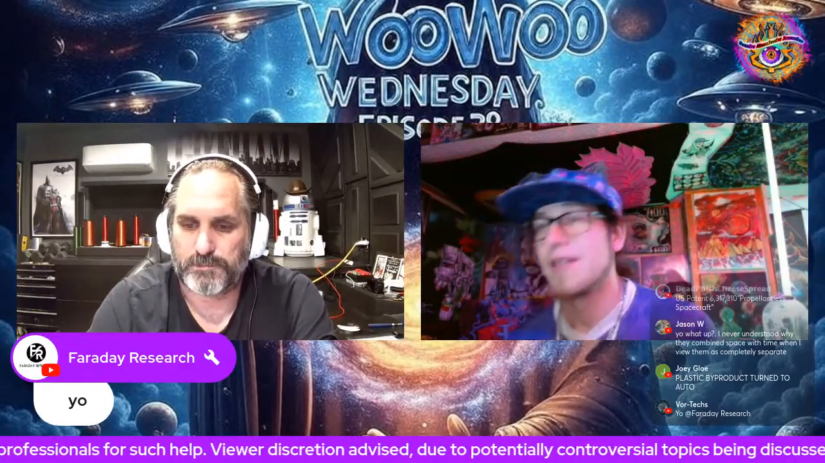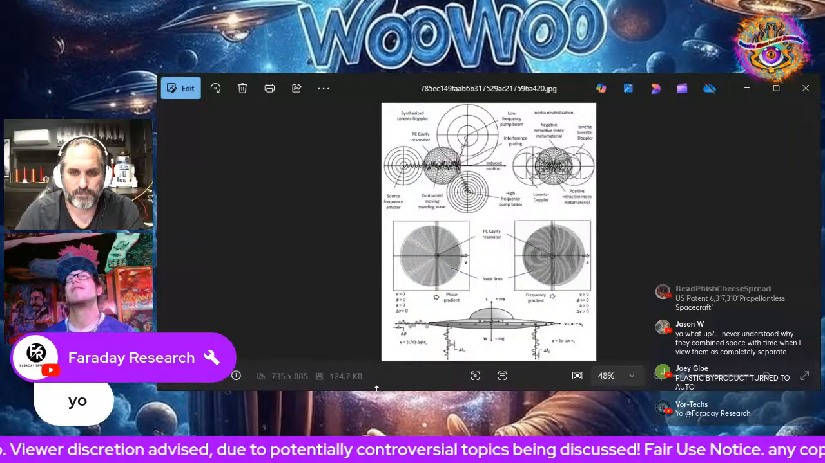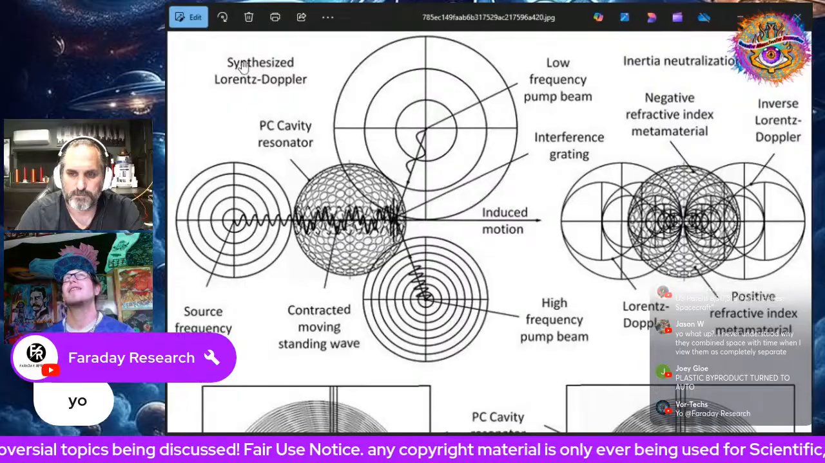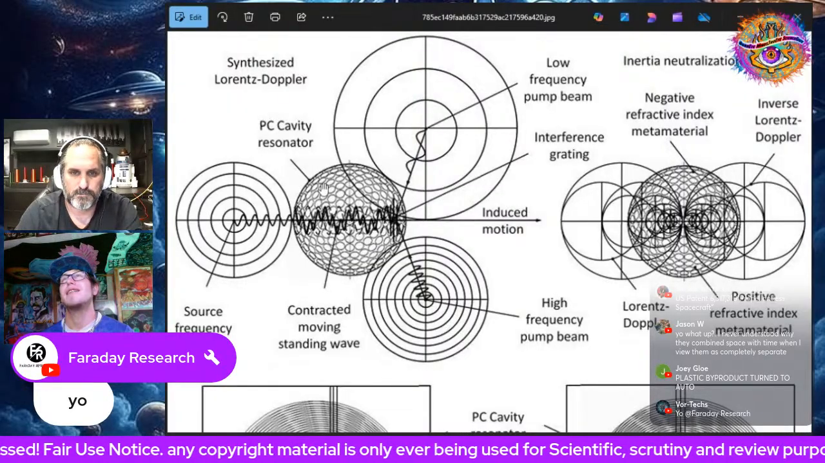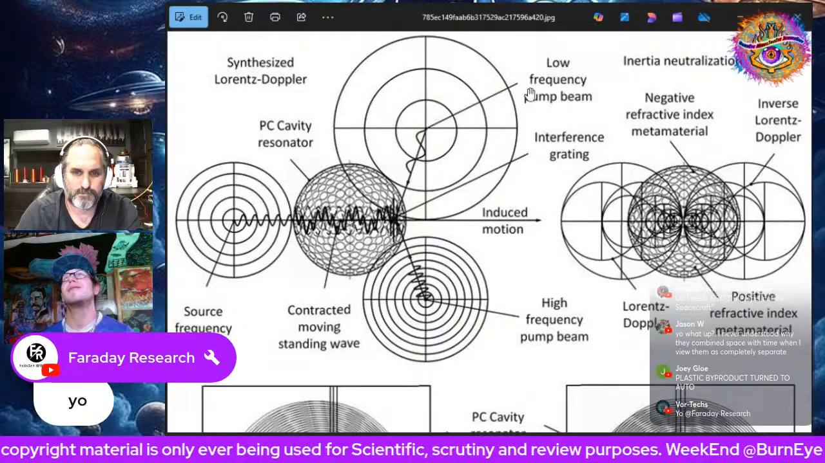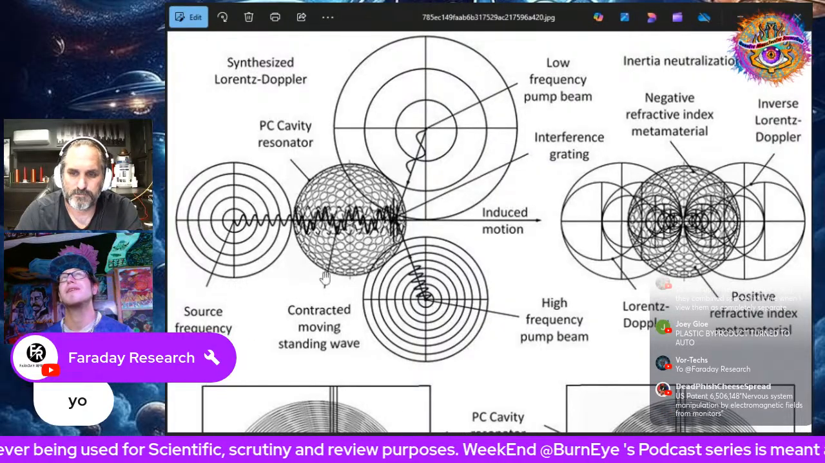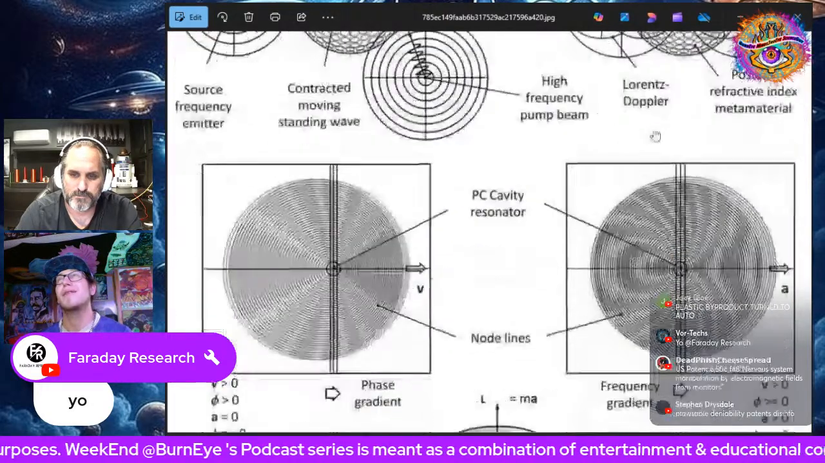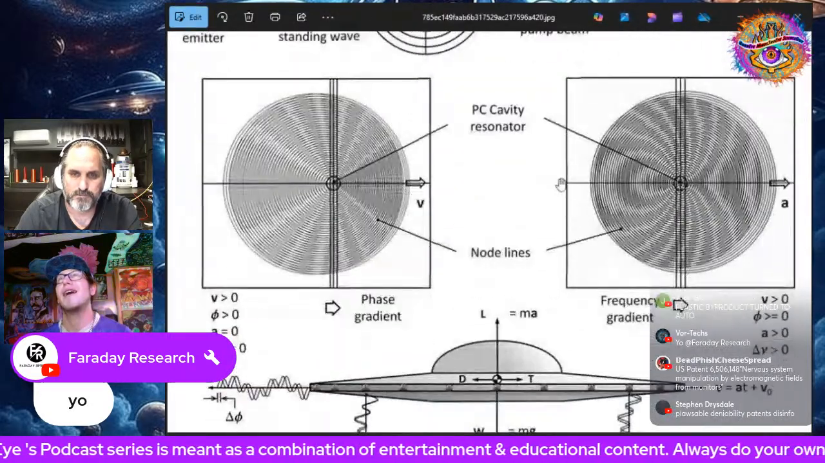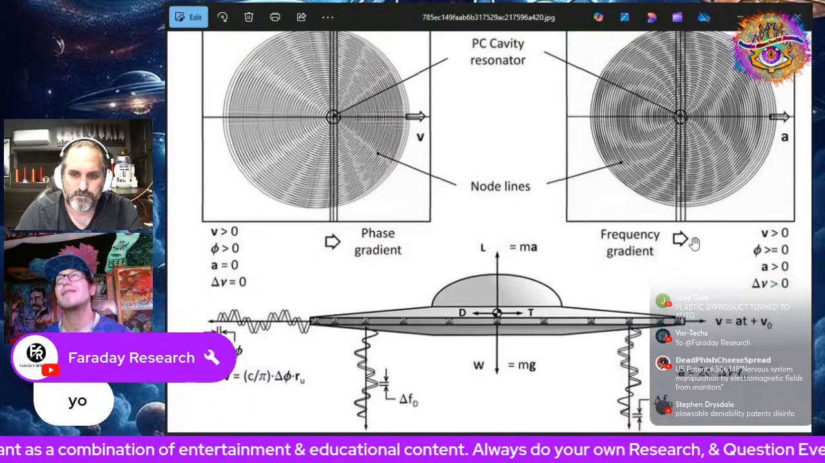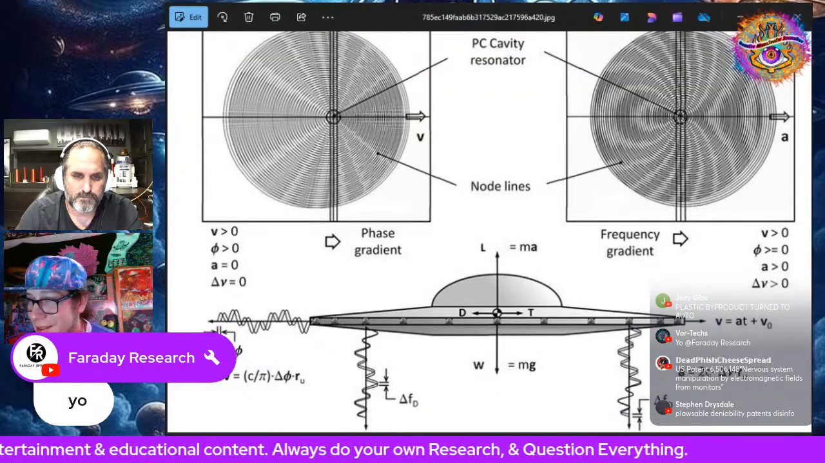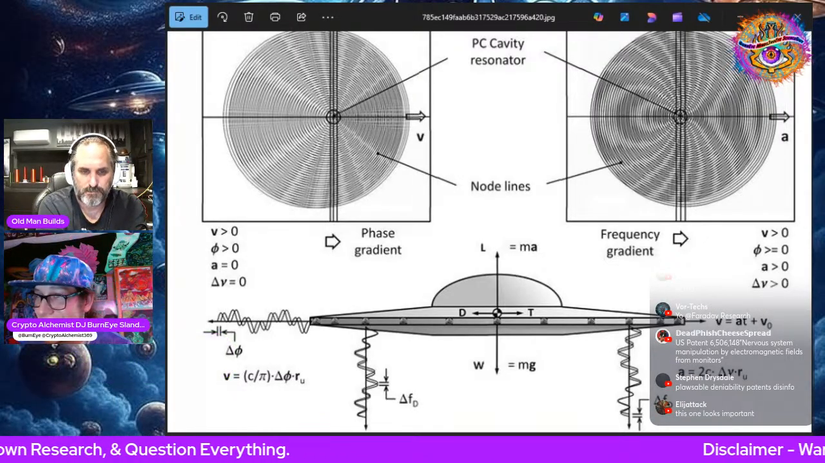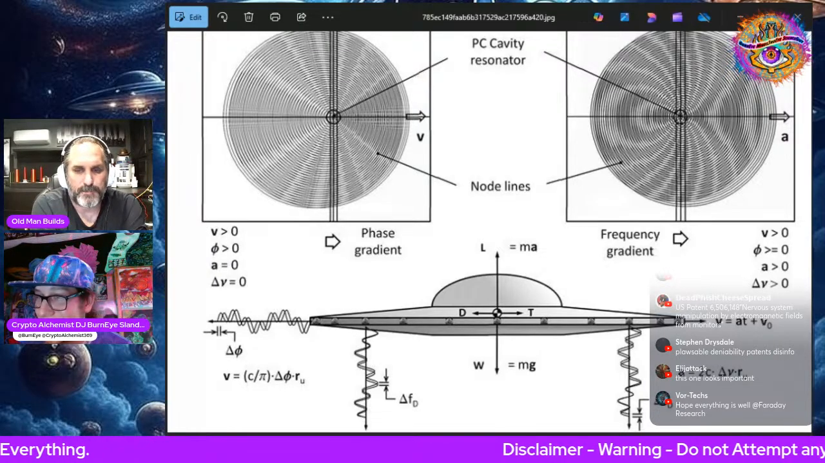Exactly. This is another very interesting synthesized Lorentz Doppler and high frequency pump beam, low frequency pump beam, source frequency emitter, and the red and blue Doppler. Remember from the earlier patent, and again, look at what we have, right? It all ties in to how you're starting to get there.